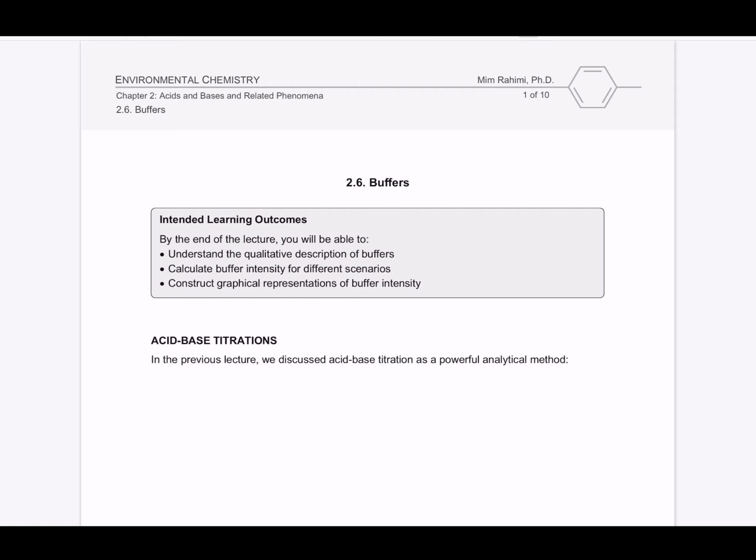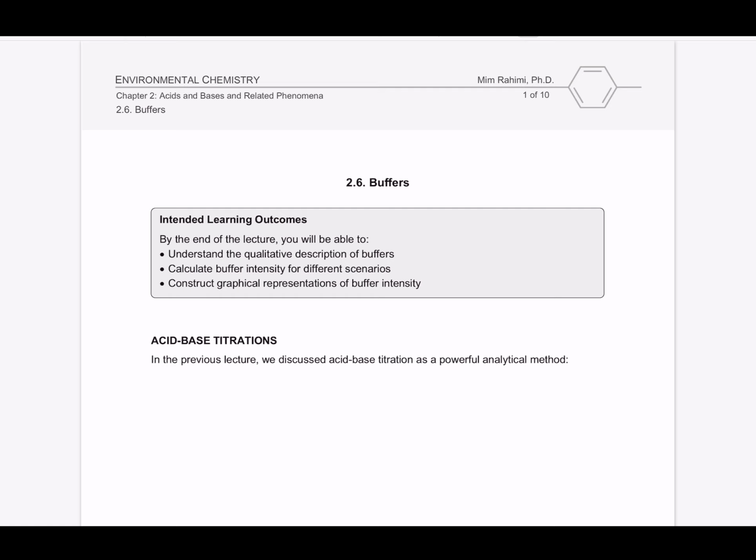Welcome to the sixth lecture of chapter 2. Today we're going to talk about buffers. You've heard this term probably here and there. Today we're going to put this in the context of acid-base chemistry, and specifically look at how we can examine the quantity and the quality of buffers.